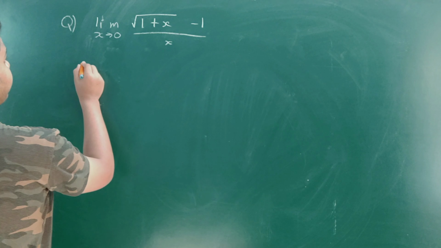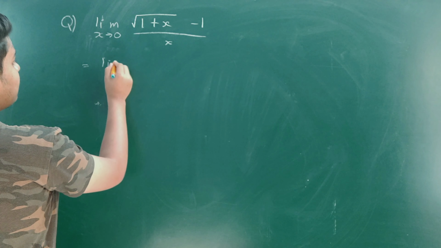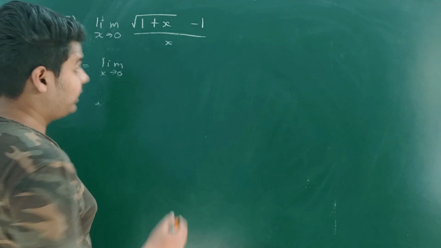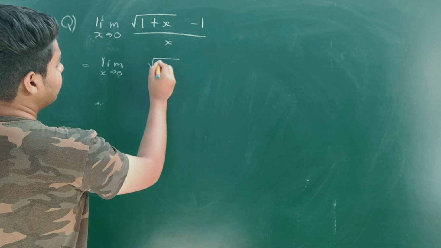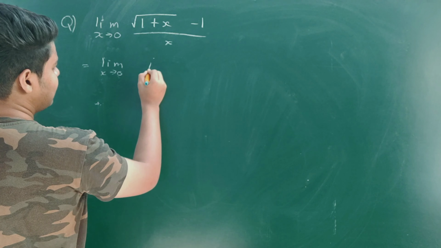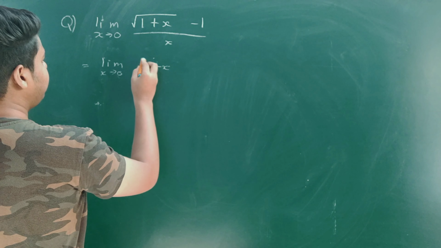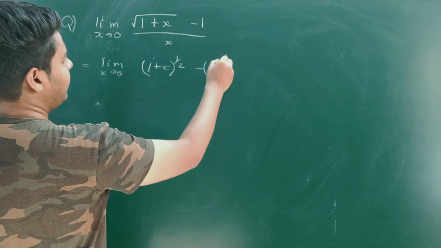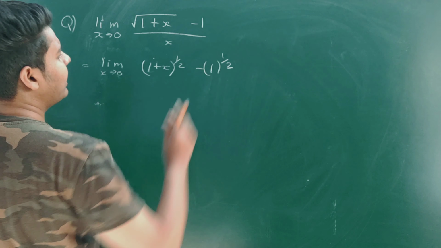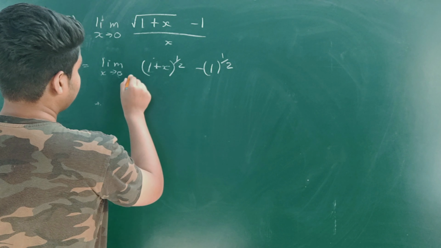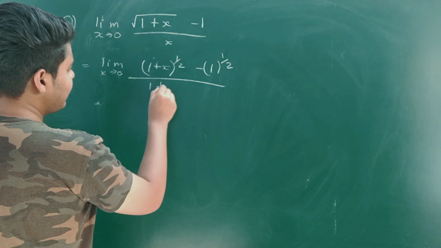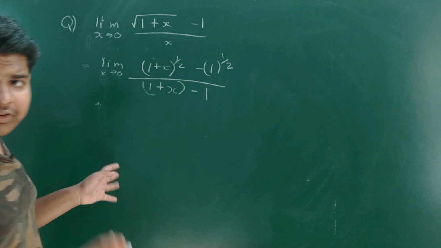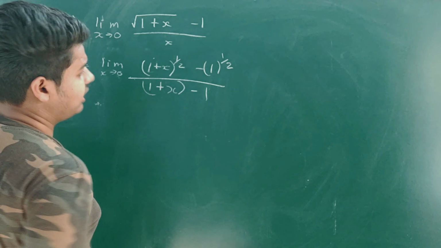So what we do here, we add plus 1 and minus 1 to the denominator. That means I can write under root 1 plus x as (1 plus x) to the power 1 by 2, and 1 to the power 1 by 2. It will remain the same because 1 to the power any number is 1. And below it will be 1 plus x minus 1. You can see that no difference has been made, because if you add and subtract 1, it will result in 0.